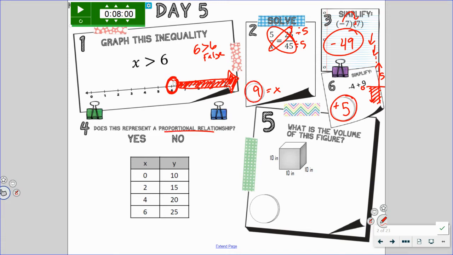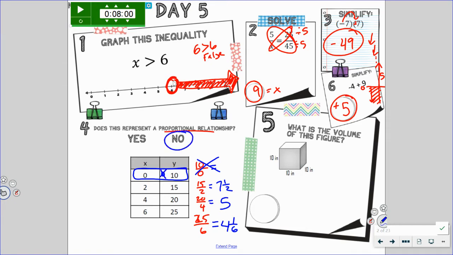Does this represent a proportional relationship? Let's go ahead and set up the ratios: 10 to 0, 15 to 2, 20 to 4, and 25 to 6. Now, quickly notice, first of all, can't divide by 0. Secondly, 15 divided by 2 is 7.5. 20 divided by 4 is 5. 25 divided by 6 is 4 and a 6. Yeah, those ratios are not proportional. Meanwhile, we could have also noticed it because it does not start at the origin, right? So therefore, that's not proportional.